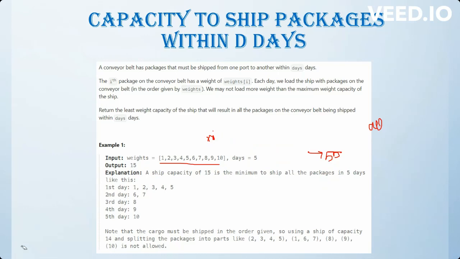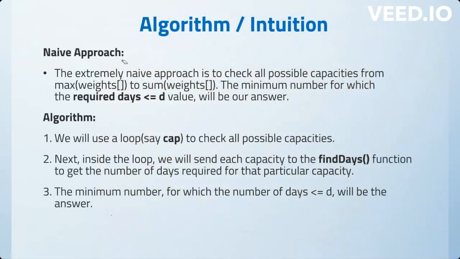So the approach here, first the brute force or intuition we can get from this question, is an extremely naive approach: check all possible capacities. As we discussed, the possible capacities are from the maximum weight, which is 10, to the sum of all the weights, which is 55. For each one we check through a single for loop whether the required days is less than or equal to d.